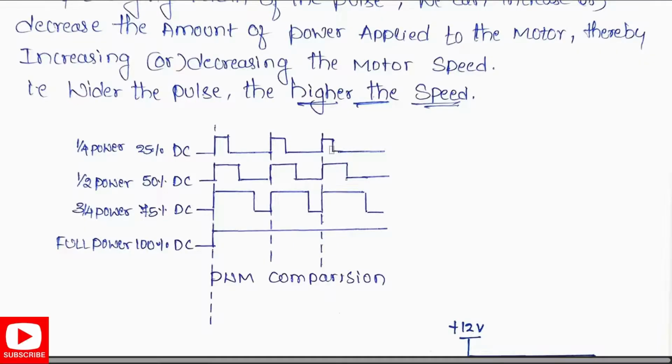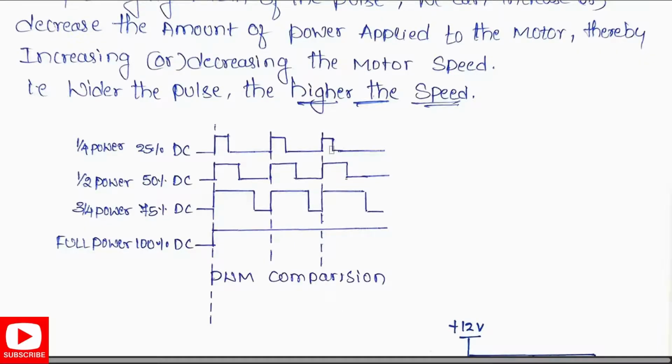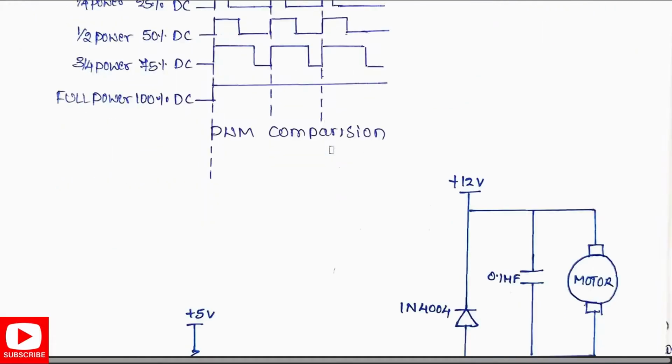So the first line indicates our 25% DC, that is 1/4 power. Then comes the 50% DC, that is half power. Then 75% DC, that is 3/4 power. And the last one is 100% DC, that is full power. This is our PWM comparison.